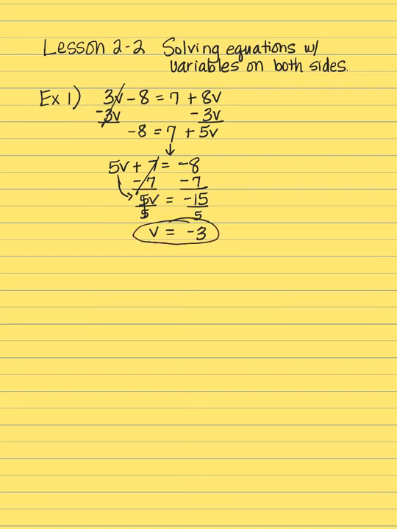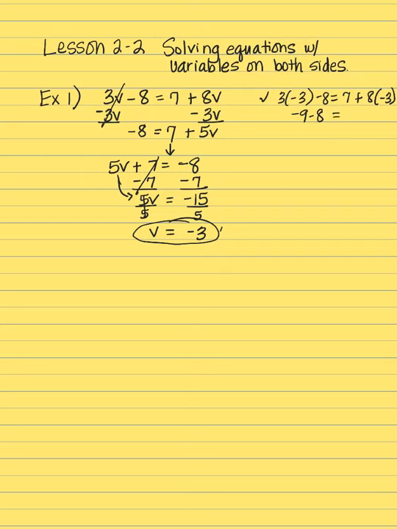If I want to check, I can still check my answer, but because my original equation started with a variable on the left and the right, I would have to plug my answer in on both sides to see if it made a true statement. So let's do that right quick just to check it. So I'm going to check 3v, so 3 times negative 3, because negative 3 is what I have for v, minus 8 equals 7 plus 8 times v, which is 8 times negative 3. So 3 times negative 3, you could punch that in your calculator. That's negative 9 minus 8.